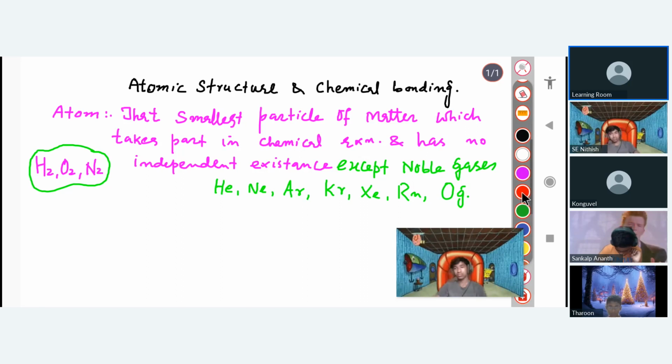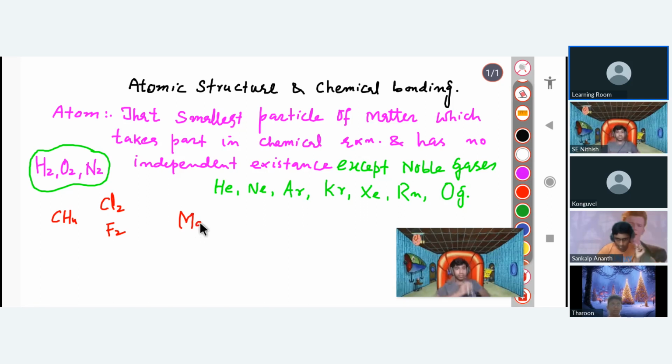For example, chlorine exists as Cl2, and fluorine exists as F2. Carbon and hydrogen exist as CH4, methane. So you have to remember that an atom is the smallest particle of matter which takes part in chemical reactions.